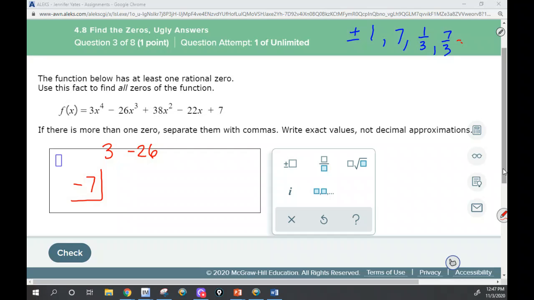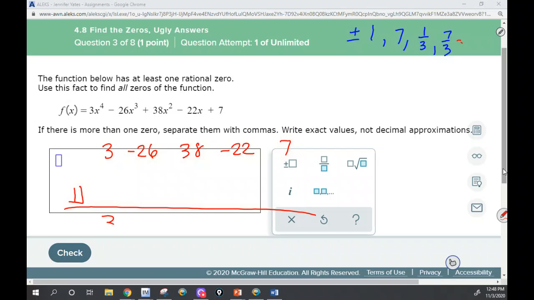3, -26, 38. When you're doing this, always pay attention to if you need a 0 in that synthetic division. It gets me in trouble too. All right. -21, -47. That just got huge, didn't it? 1 works? Yeah. So I'm assuming positive 7 doesn't work. 1?